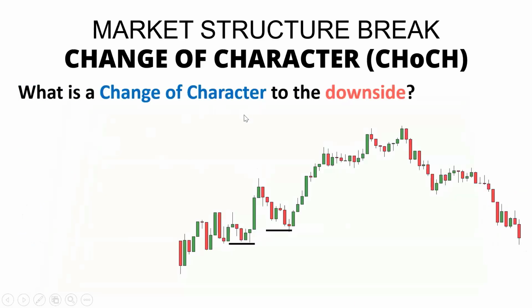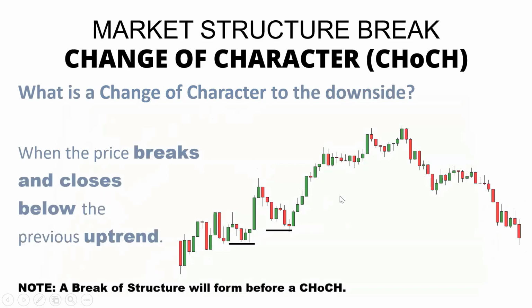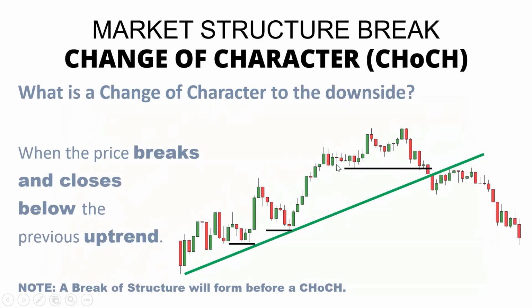What is the change of character to the downside? So when the price breaks and closes below the previous uptrend, there is a change of character. So the price goes up on an uptrend, as you know, higher lows, higher highs. The market is evidently in an uptrend. It then breaks. So in this case, it breaks. There's a break of structure to the downside, and there is a change of character that takes place, and then the market has reversed in the direction.